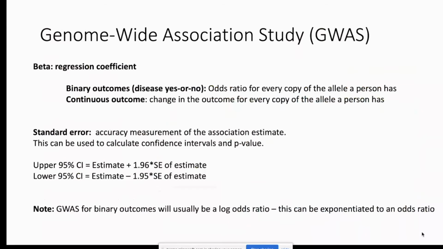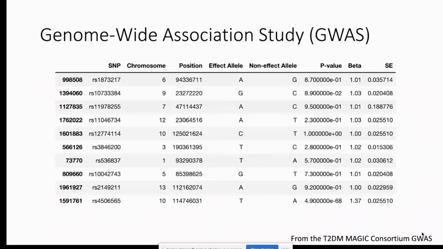So going back to the data from the MAGIC consortium, we see that all of these are non-significant because the p-value is greater than 5 × 10⁻⁸. However, on the last row, we see the p-value associated with this allele at that position, and this is the coding for the SNP. That is 5 × 10⁻⁶⁸. That is highly significant. So it's really unlikely to be a false positive.